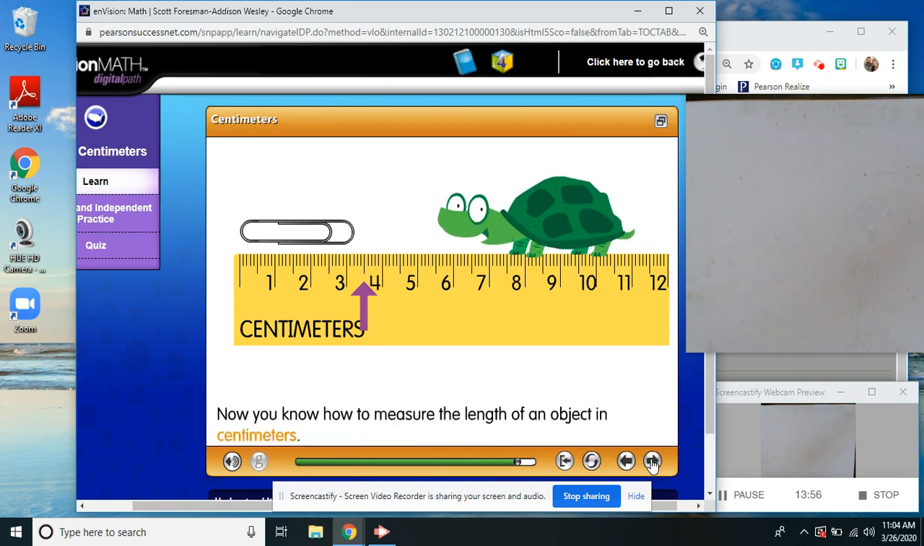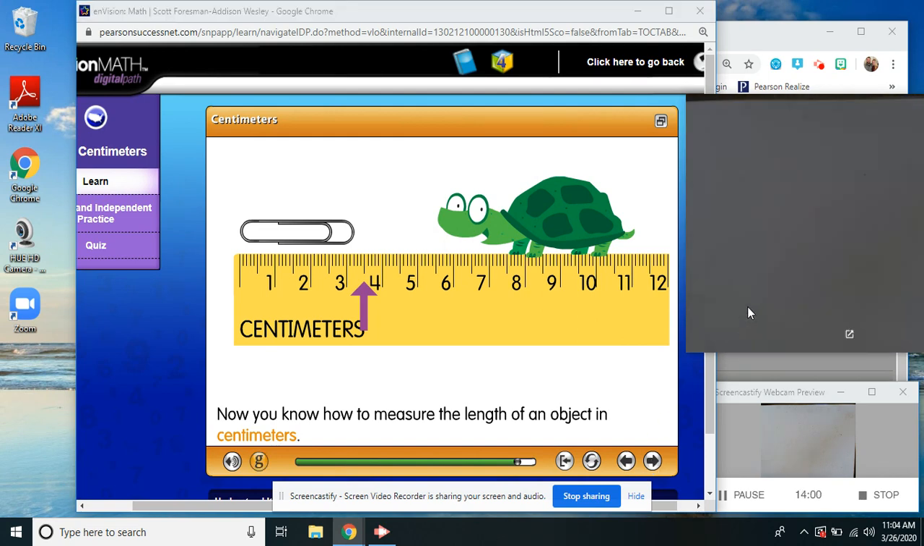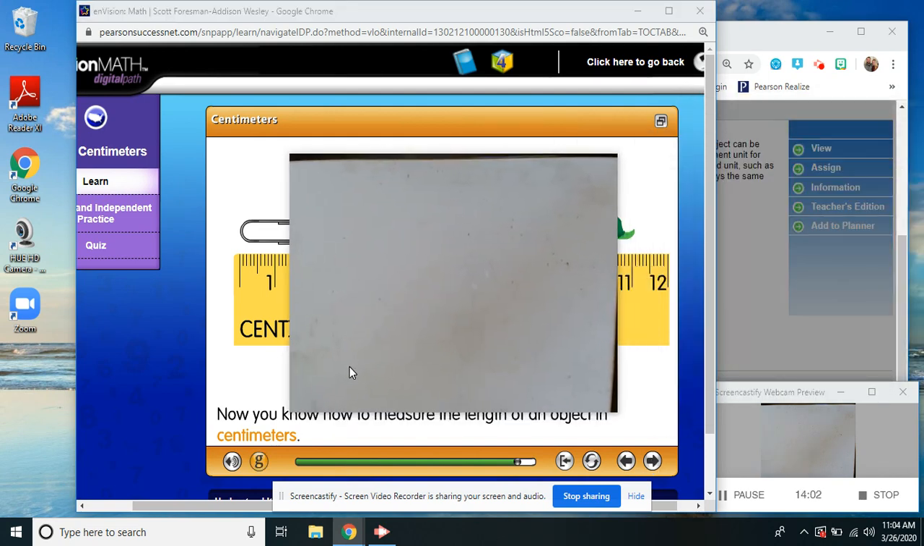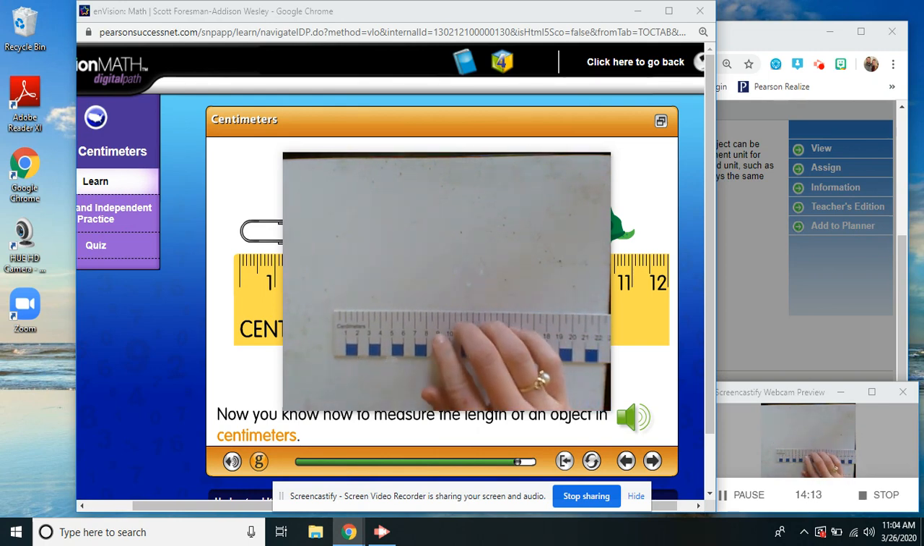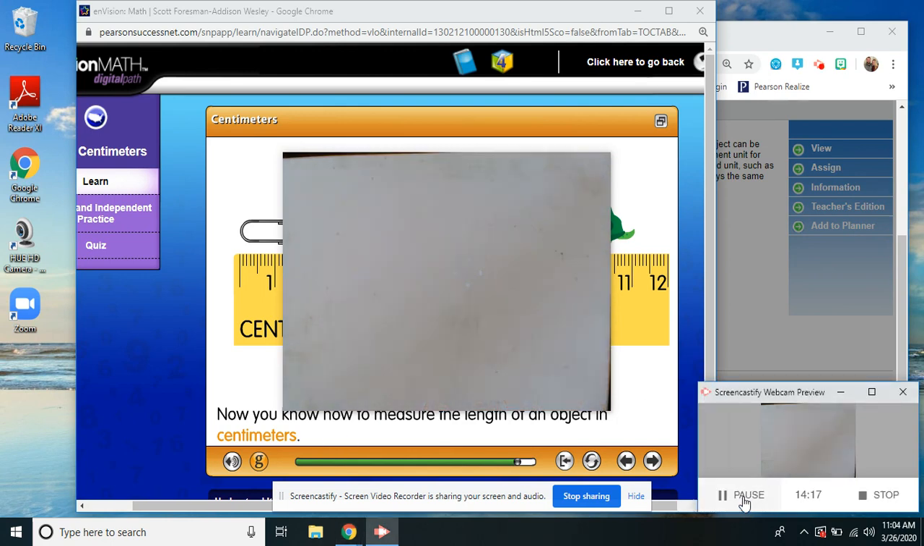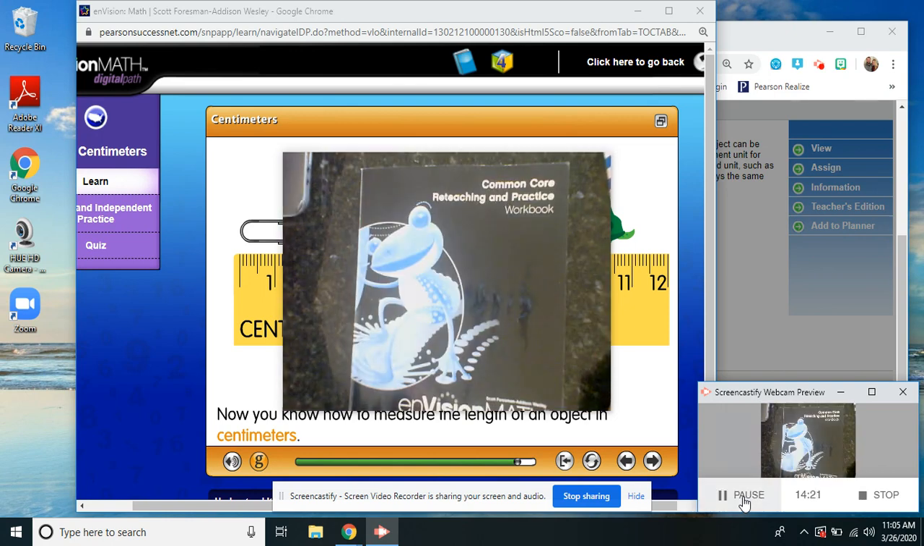Now you know how to measure the length of an object in centimeters. All right, so we're going to measure some things that I can find, and we're going to practice measuring items in centimeters. So can you please get out a ruler and your workbook?